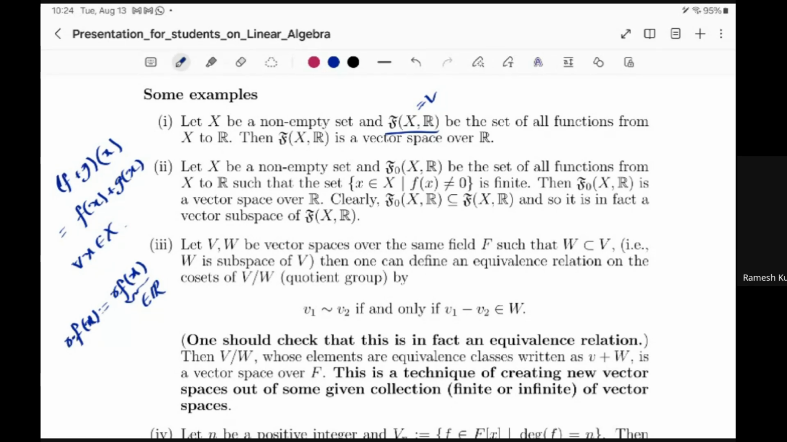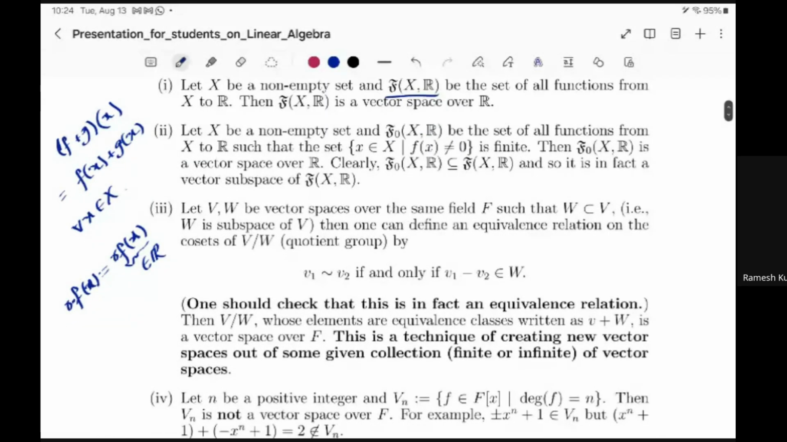Sir, in the second one, what is the identity value, sir? Identity of what? Of the vector space, sir. Okay, so let me think.